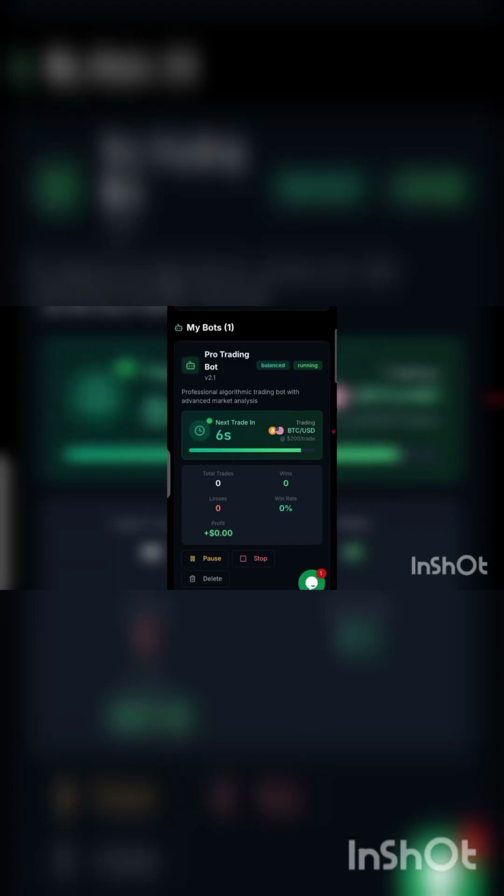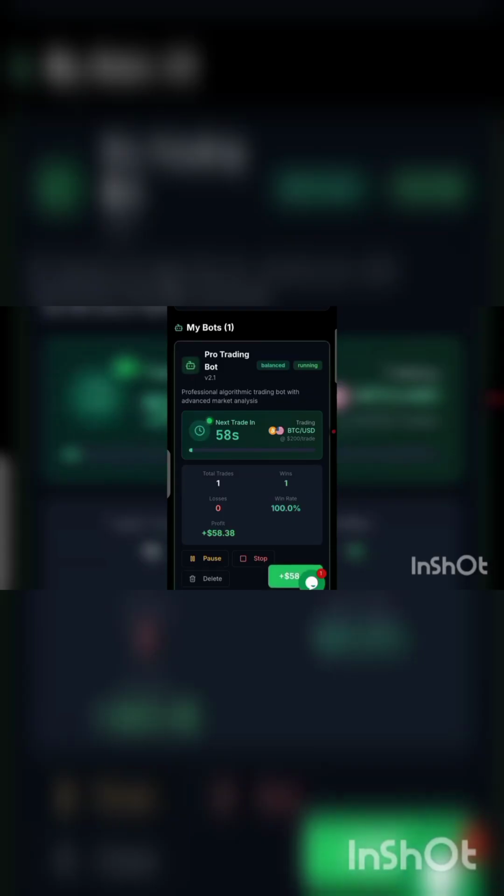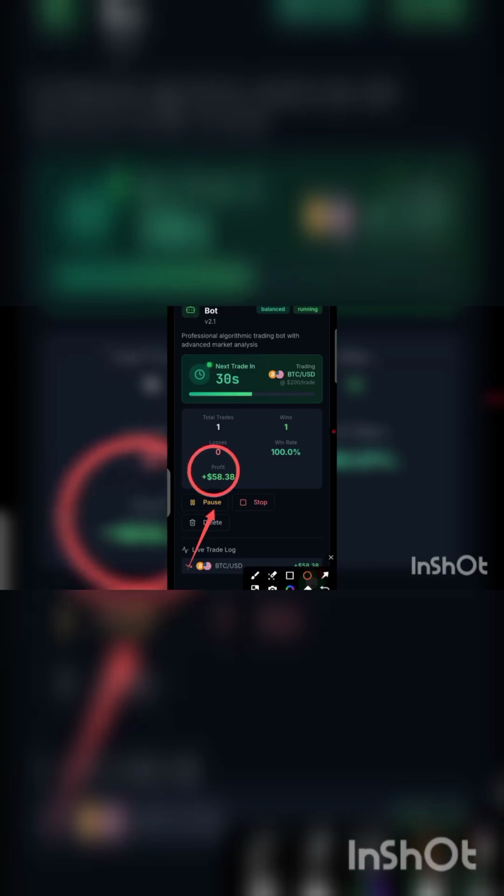You can see the countdown now is 5, so let's wait for it to carry out the first trade here. Boom, you can see it has carried out the first trade here. You made 58.38 USDT. You can see it here. That is a huge lot of money. Look at it here.